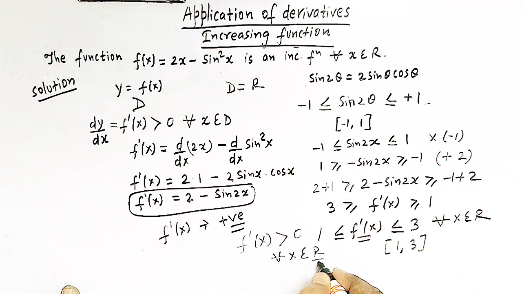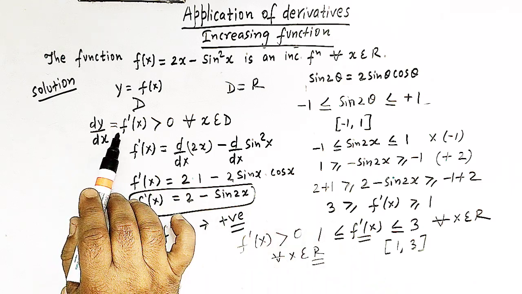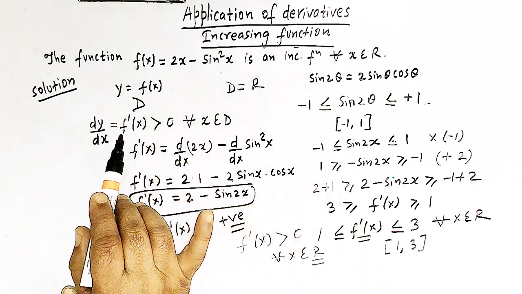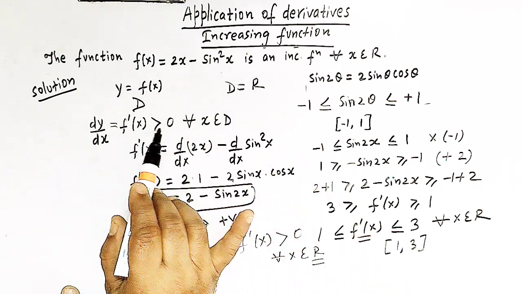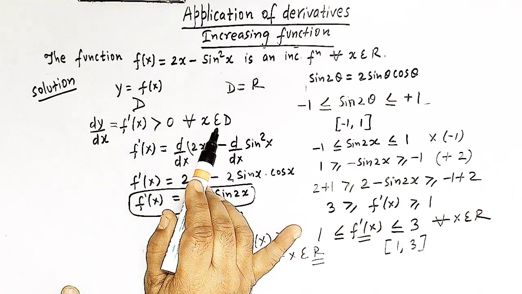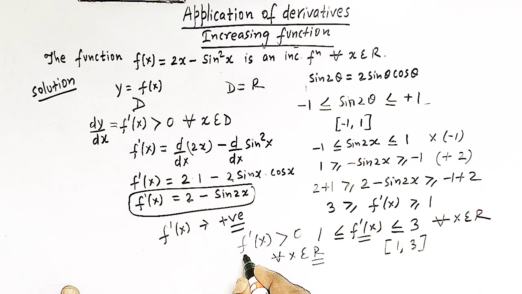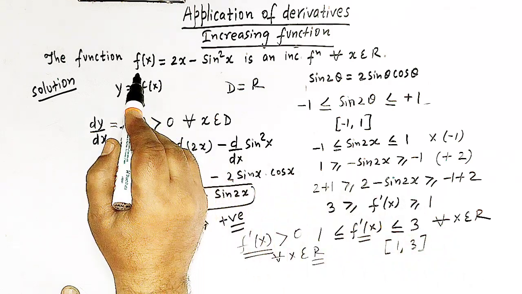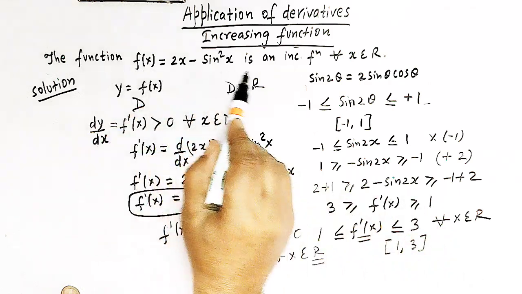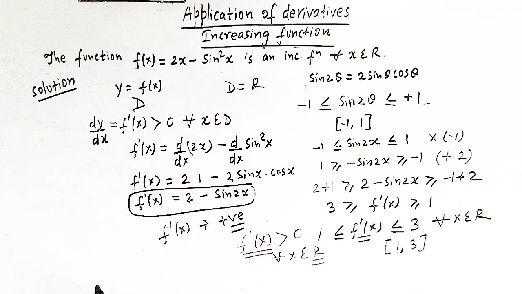So from the definition of an increasing function, f prime of x should be greater than 0 for all x belonging to the domain. Here we have proved that the derivative is always a positive quantity for all x belonging to R. Hence we can say that this function is an increasing function for all x belonging to R.